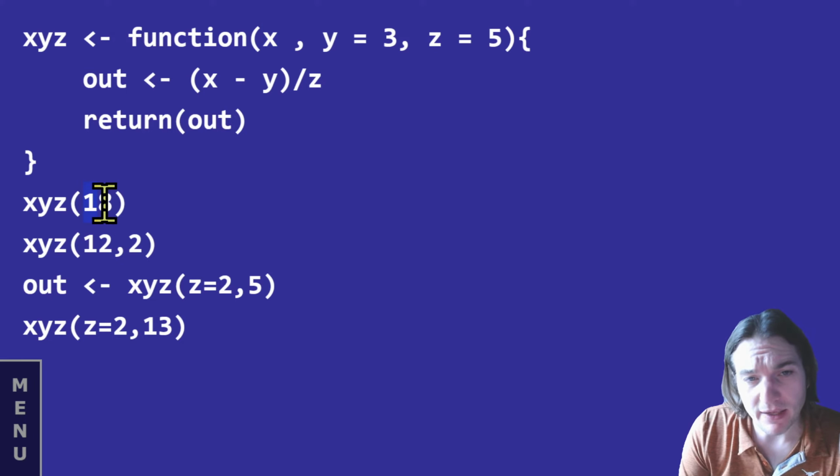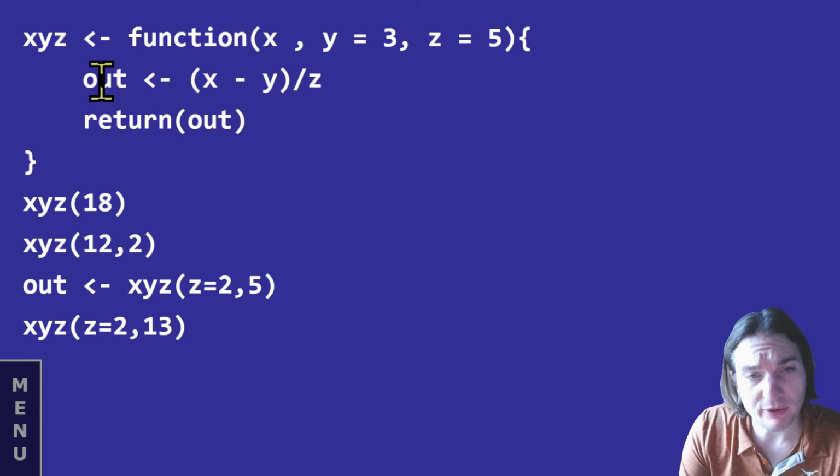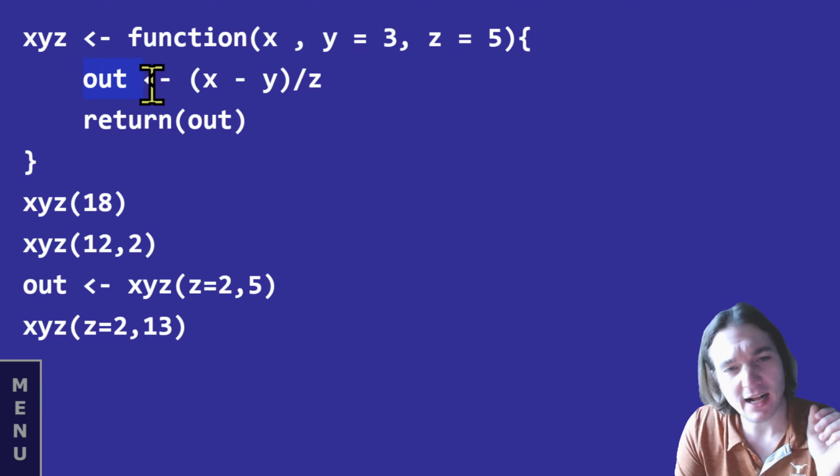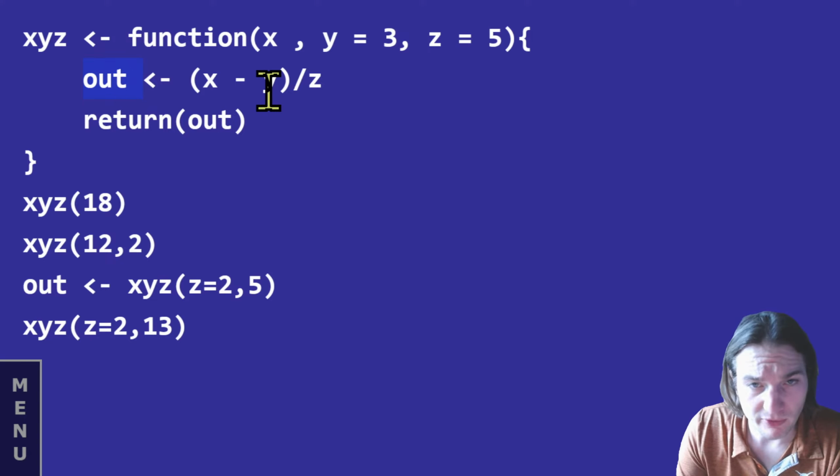Okay, so when I run this, XYZ 18, well, 18 is going to become X. Y has not been set by the user, so it's going to use its default value. Z has not been set by the user, so it's going to use its default value. So that is going to become 18 minus 3, so 15 divided by 5. In other words, that is going to create an object called out inside the function, which I'm never going to see, that contains the value, what, 3? Yeah, 3. Because that was 15 divided by 5.